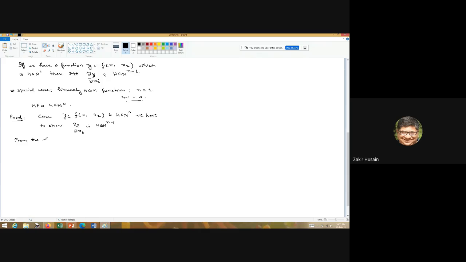Now, if you look at the definition of homogeneity, how do we define a homogeneous function? We have lambda to the power n into y equals f of lambda x1, lambda x2. Now let lambda be equal to 1 by x2. Okay.